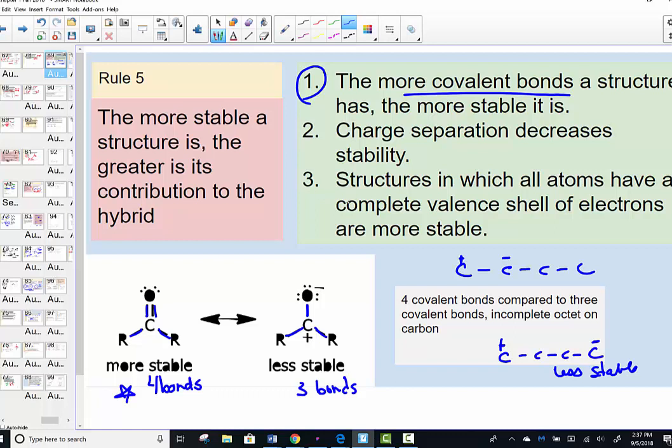And number 3, structures in which all atoms have a complete valence shell, in other words, they're all following the octet rule, will win out. That's a very stable configuration. Like with this carbon here, it does not have a complete octet. Therefore, it is less stable than a carbon that does have a complete octet.